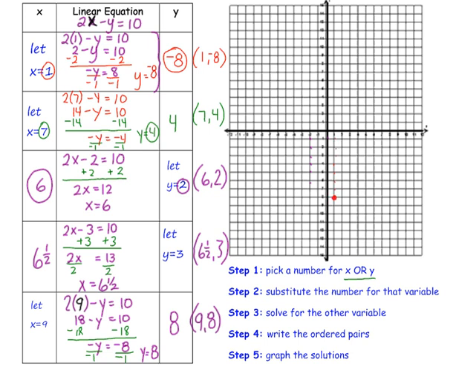Pause the video and graph the rest of the ordered pair solutions. The ordered pairs on the graph are the solutions to this linear equation. Pause the video and check your ordered pairs.